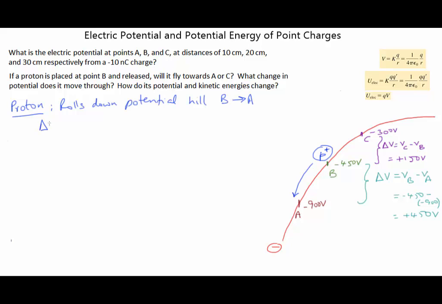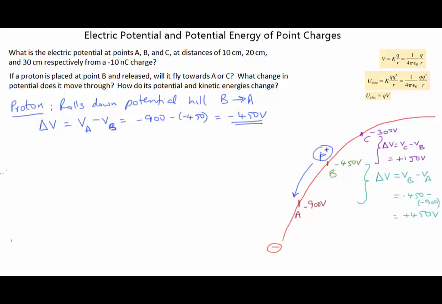The change in potential it goes through, in this case, since it's going from B to A, will be the final, which is A, minus the initial, which is B. So that's minus 900 minus negative 450. So that gives me an answer of minus 450 volts. So it goes through a potential drop. When you release a proton, it's going to go from a higher potential to a lower potential. So the change in potential is negative.